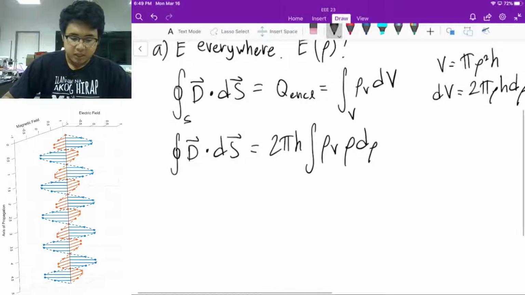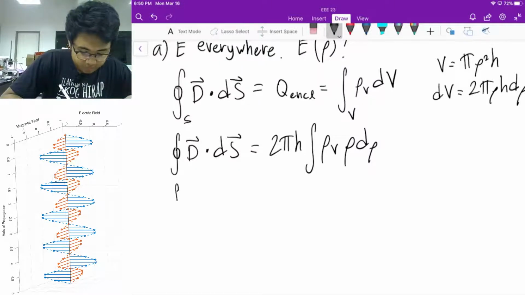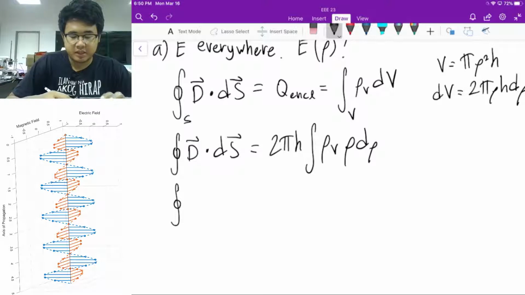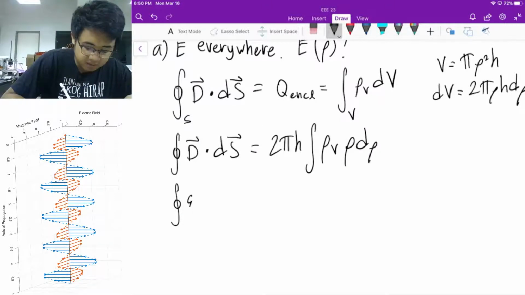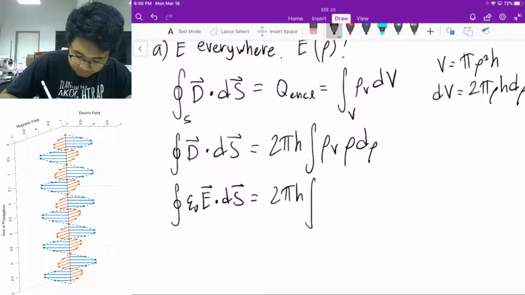Now, if we are in free space, which is assumed when it's not given, then in free space, the electric flux density is related to the electric field intensity by epsilon 0, which is the permittivity of free space. So we have this expression here.